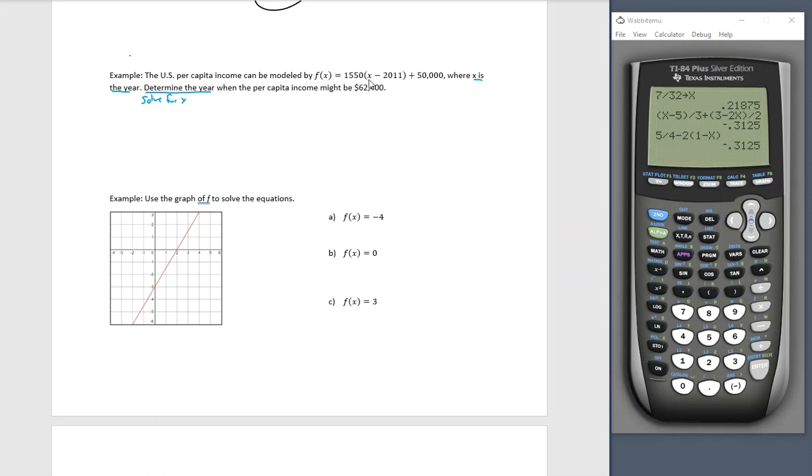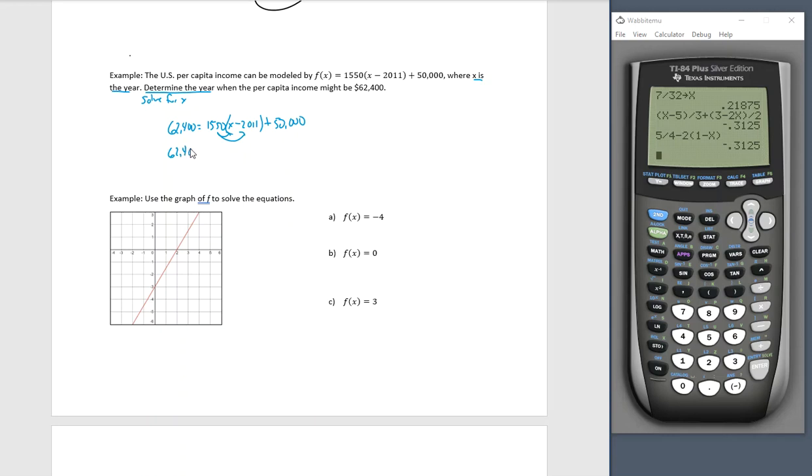Solve for x. So that tells me I'll leave the x alone, and it's the y part, the f of x, that is 62,400. Also because the income is modeled by f of x, and this is an income. So I write down the problem where I have 62,400 equals 1,550 times x minus 2,011, add 50,000.